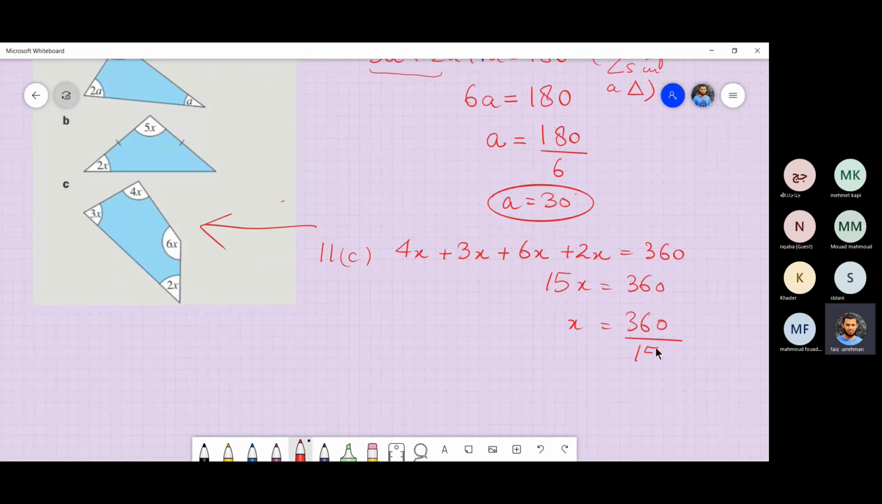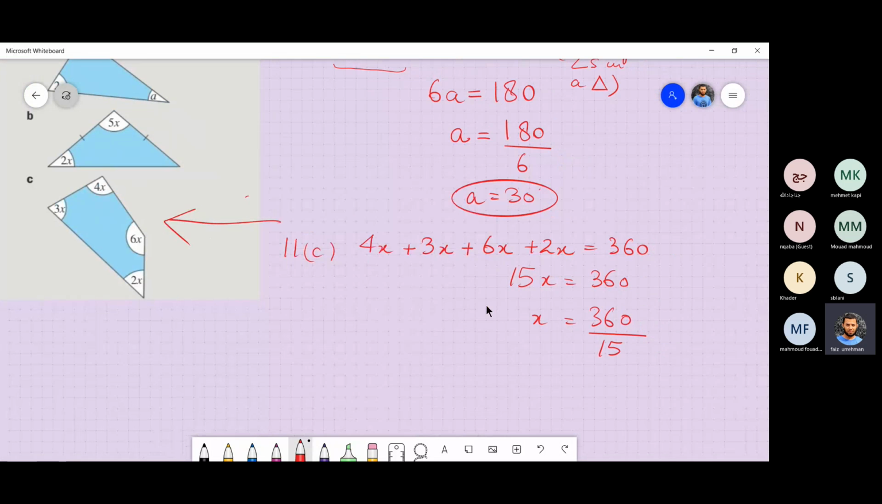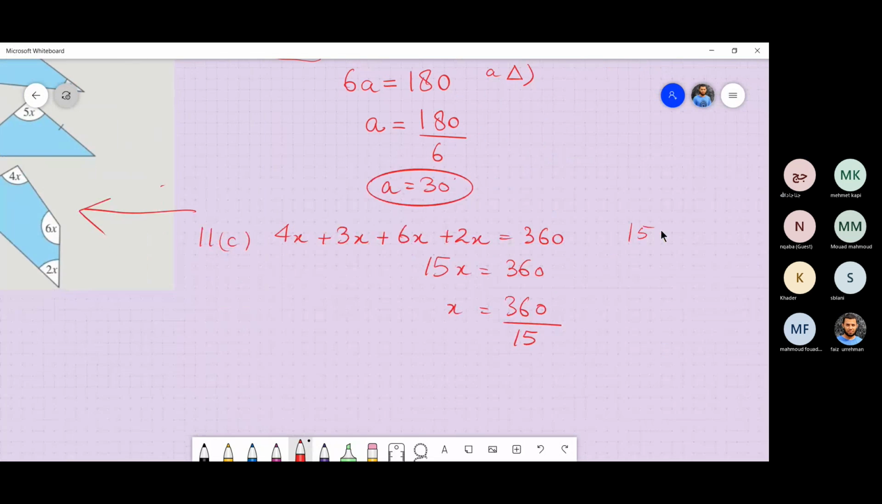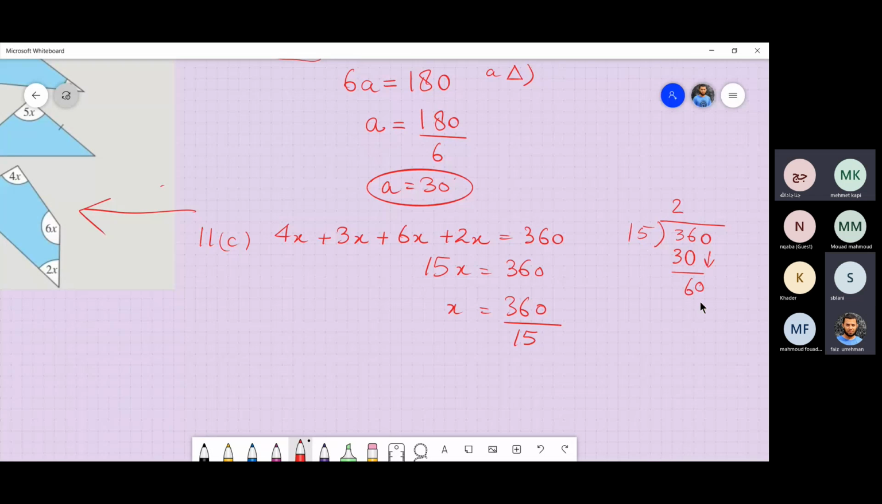360 upon 15. I think we can do long division. 15 times 2 is 30. The remainder is 6, and then we bring 0 down, 60. In the table of 15, 60 comes. The answer is 24.